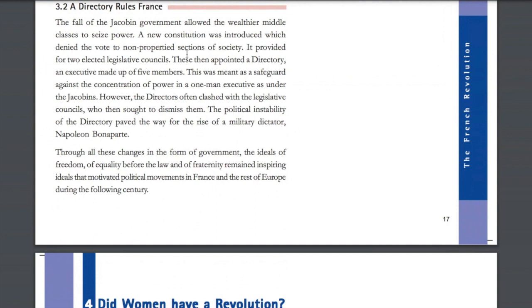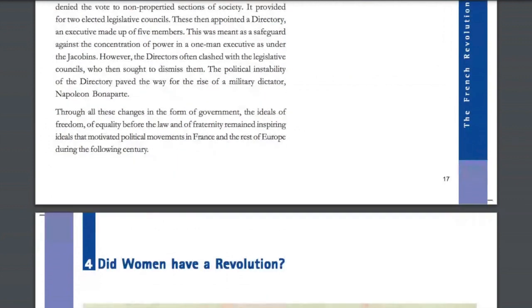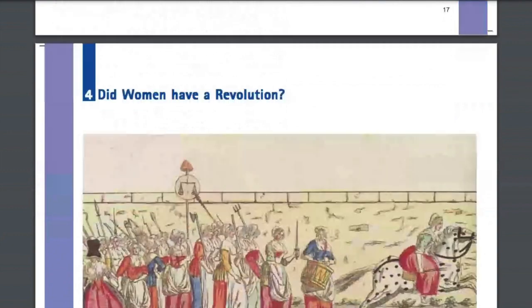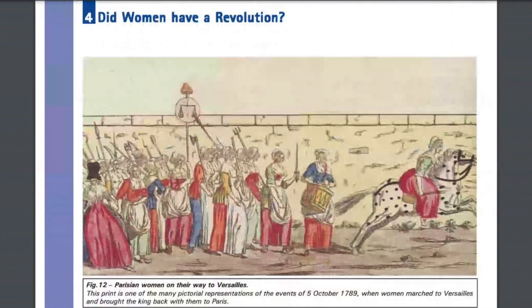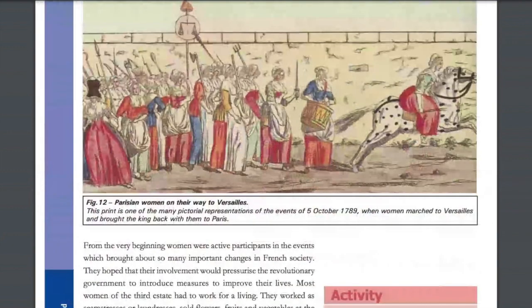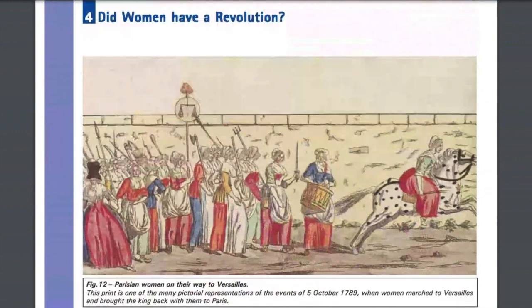So what happened? The French government was not stable. Okay, the directory was not stable. It was made up of 5 people, and these 5 people clashed among themselves and with the elected executive. So, the French government was not stable. So at that time, Napoleon Bonaparte took advantage of this political instability, and he became a military dictator and brought about dictatorship into France. So he became a dictator and he ruled France.